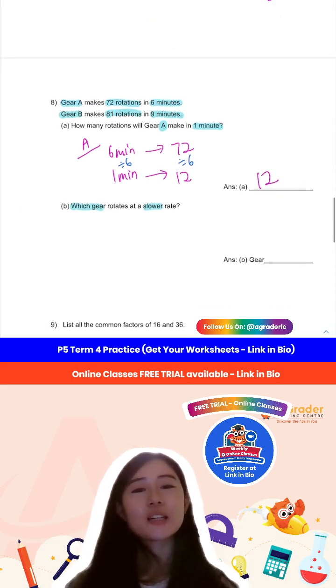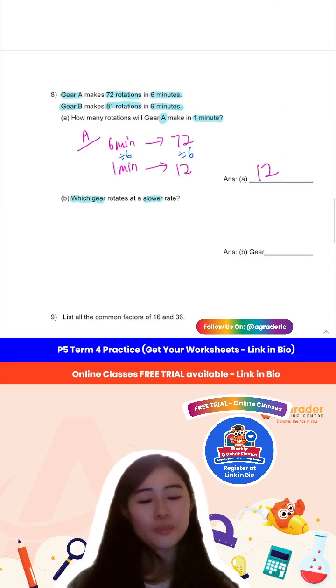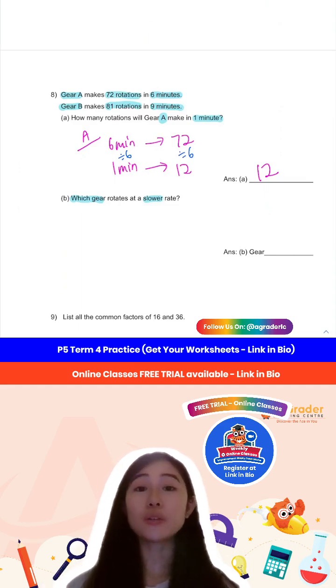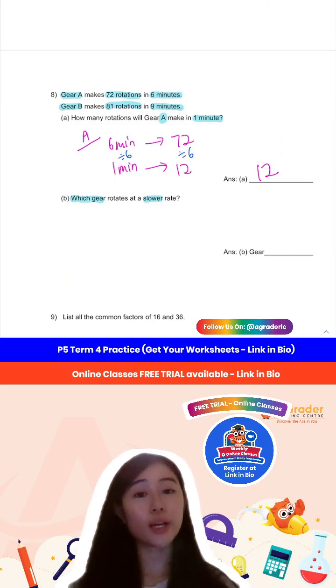Alright, so let's take a look at part B. Which gear rotates at a slower rate? So you already have the per minute rotation for gear A, so you need to find out what's the per minute rotation for gear B as well, so that you can compare the both of them. Okay, so now let's look at gear B.